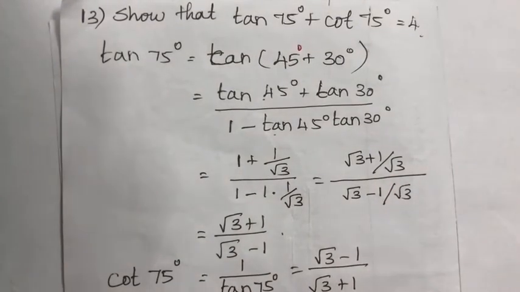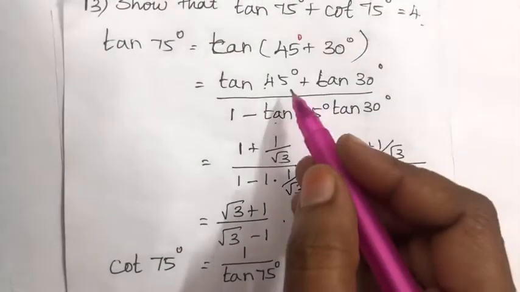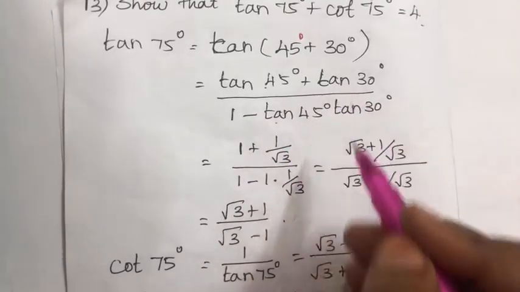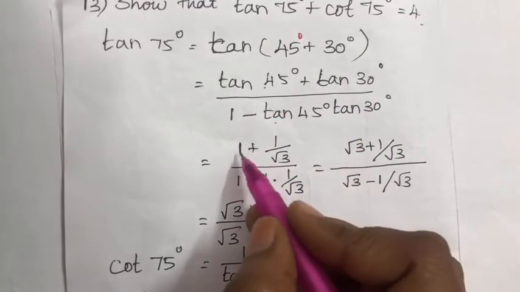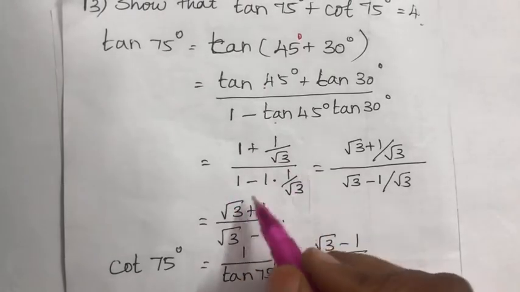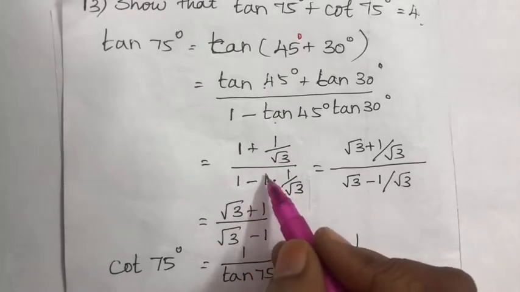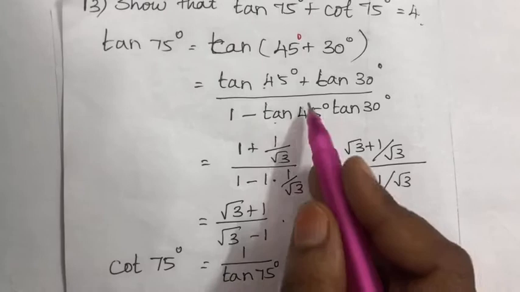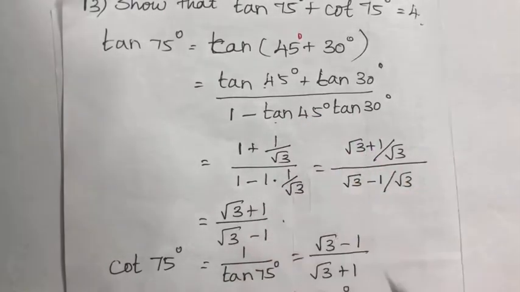So (tan 45 plus tan 30) divided by (1 minus tan 45 degree tan 30 degree). Now we are going to substitute the values. Tan 45 is 1. Tan 30 is 1 by root 3. So in the numerator 1 plus 1 by root 3 divided by 1 minus 1 into 1 by root 3.